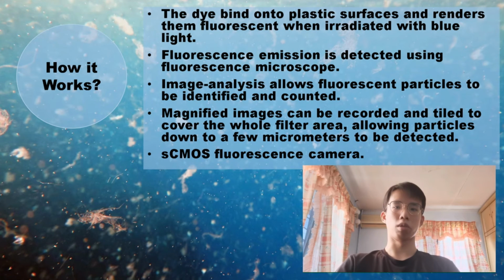After we put the Nile Red into the water sample, the dye will bind onto the plastic surface and render them fluorescent when irradiated with blue light. The fluorescent emission is detected using the fluorescence microscope. Next, the image analysis allows fluorescent particles to be identified and counted. Magnified images can be recorded and tiled to cover the whole filter area, allowing particles down to a few micrometers to be detected. These analyses can be conducted with the assistance of a CMOS fluorescence camera to ensure high-quality results.